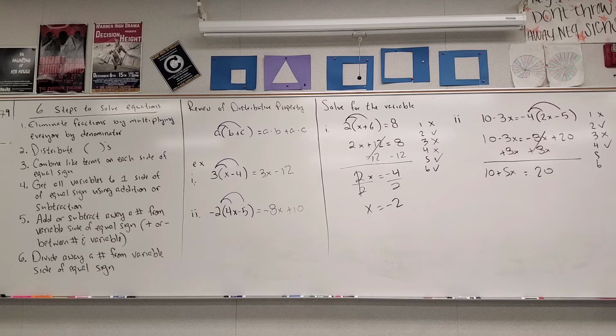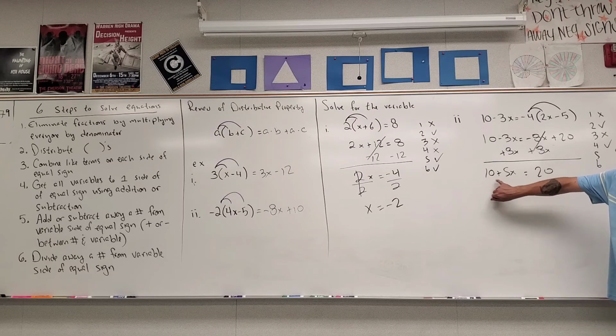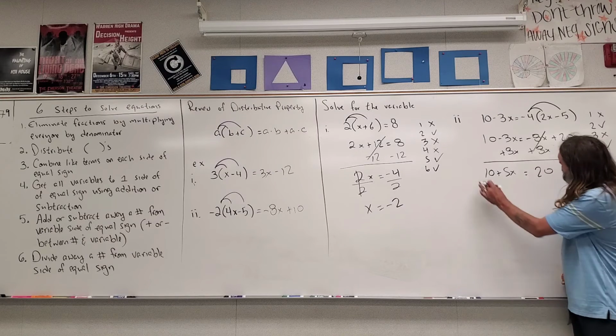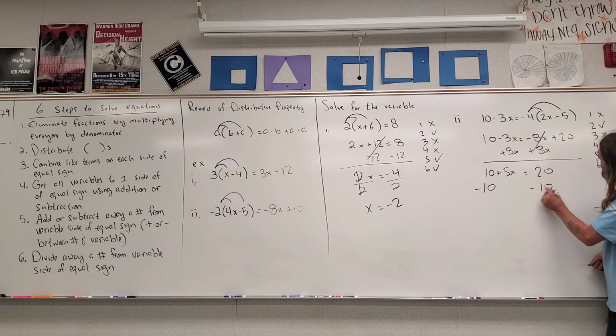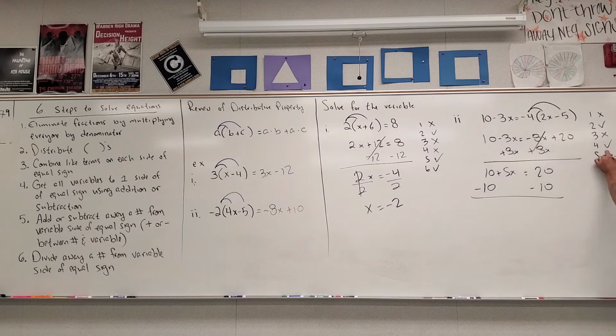Step 5, can I add or subtract away a number from the variable side of the equal sign? Meaning, do I have a number that has a plus or minus between it and the variable? Yeah, the 10 has a plus between it and the variable, so that's the number I'm going to get rid of. It's a positive 10. Since it's not telling me it's negative, it's positive, so I'm going to have to subtract the 10 to both sides. Okay, so I'm just going to do step 5.